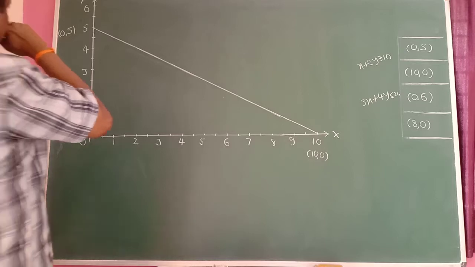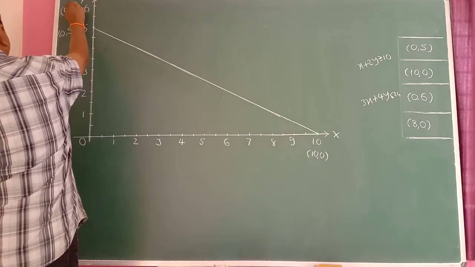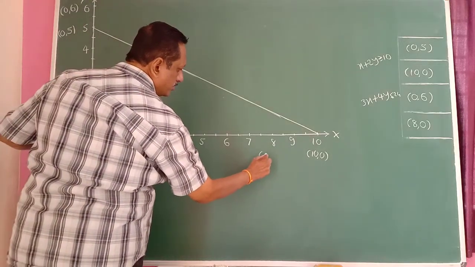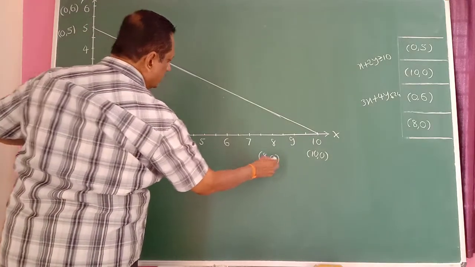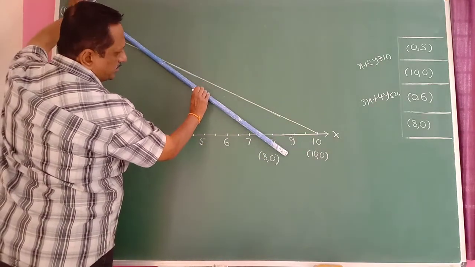So similarly, (0, 6) is a point on the y-axis and (8, 0) is a point on the x-axis. Then join both the points.